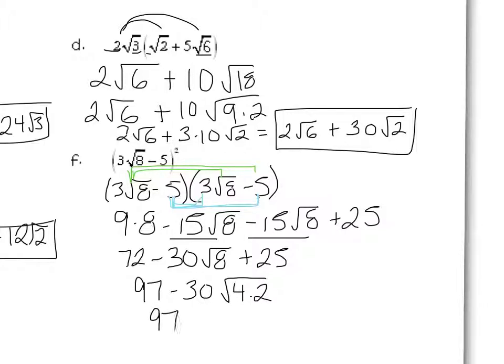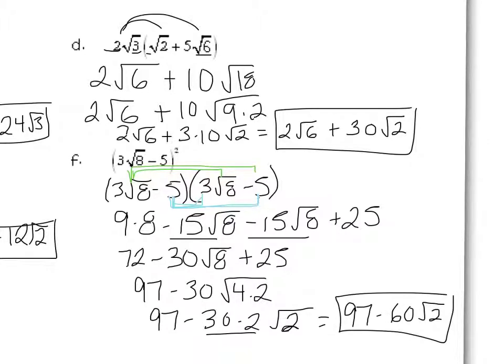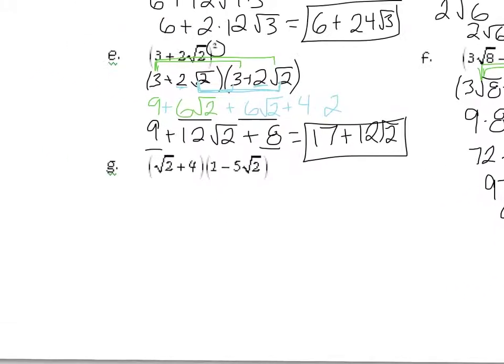So it's 97 minus 30 times 2 square roots of 2. Which if you multiply that, 97 minus 60 square roots of 2. There you go. One more.